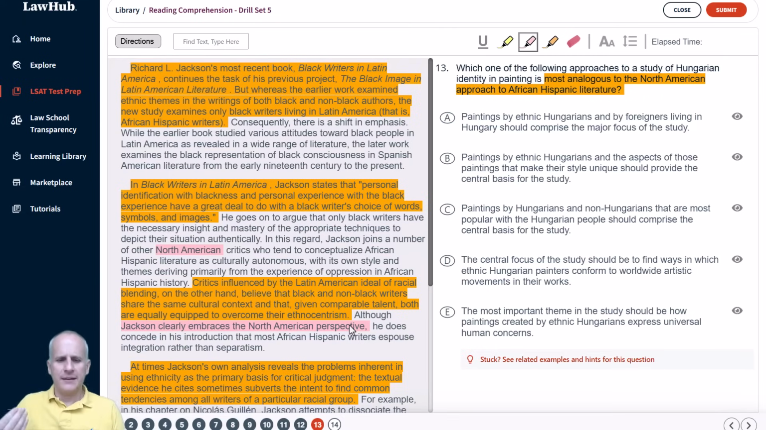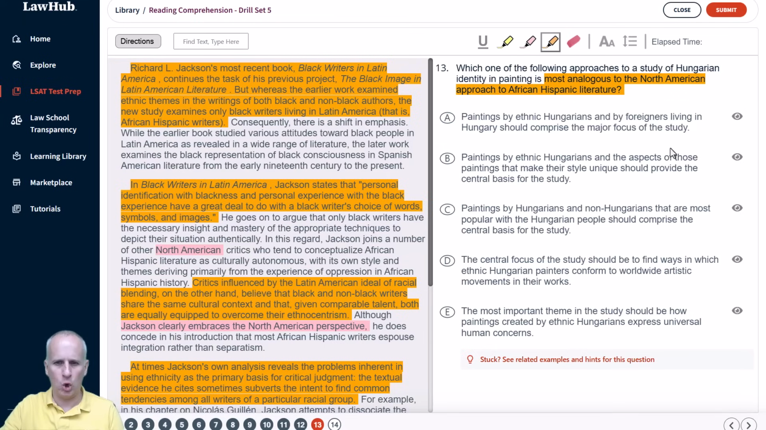So that's going to match the North American perspective, apparently, and that means that when we're trying to consider approaches to a study of Hungarian identity in painting, we need to get the perspective of Hungarian painters. That's it. So now we'll go to our answer choices, looking for something that matches our mental prediction: we need to find a choice that says the Hungarian painting identity is going to be articulated by people who have that identity only.